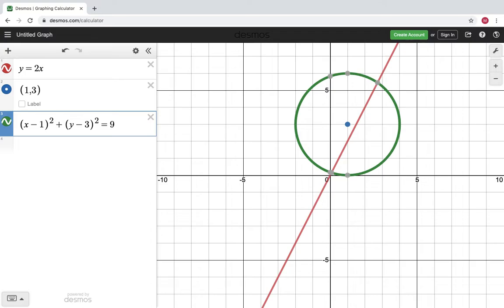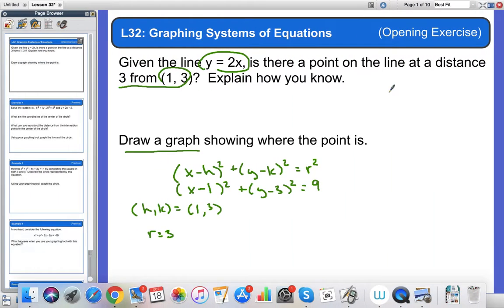what we see is we now have a circle with a radius of 3, and there is a point here and a point here that falls on that red line that is a distance of 3 from the center of that blue dot, which is right here. This is our center, 1, 3. And as we know, everywhere on a circle, the distance of 3 can be pointed out in any direction on the circle. So that's what the opening exercise is about.